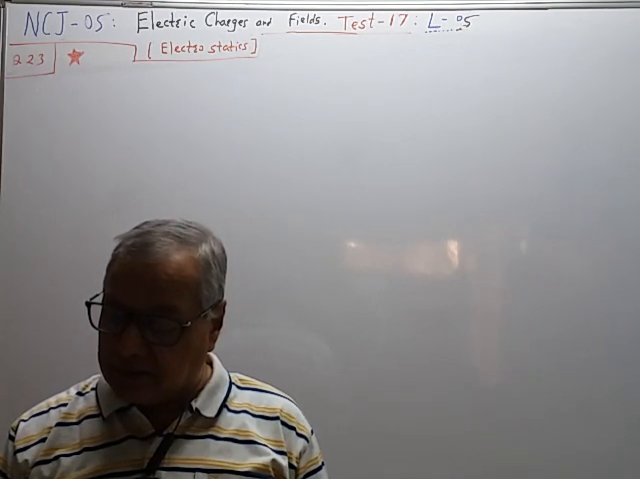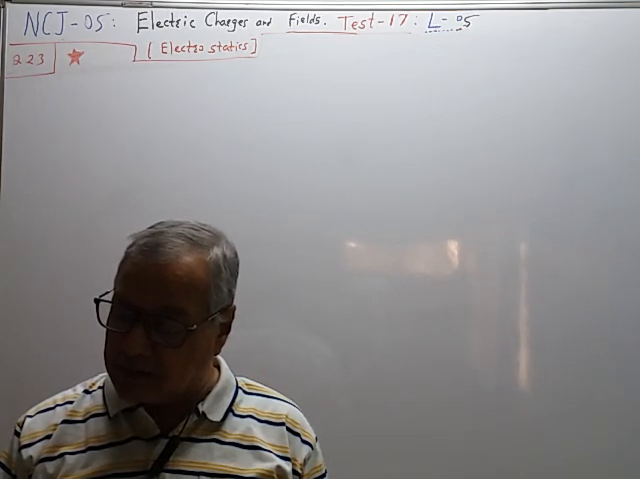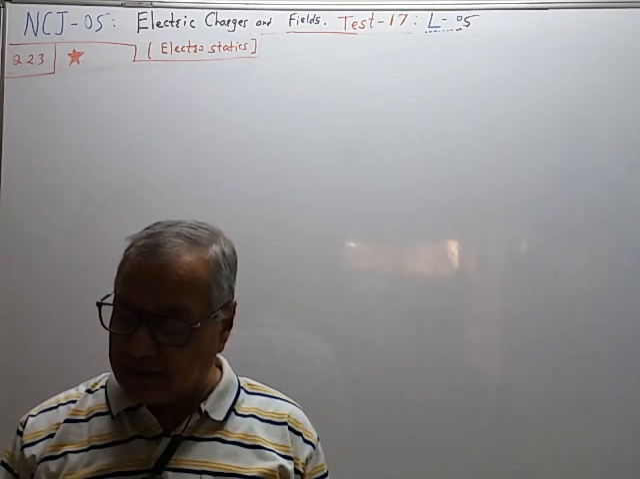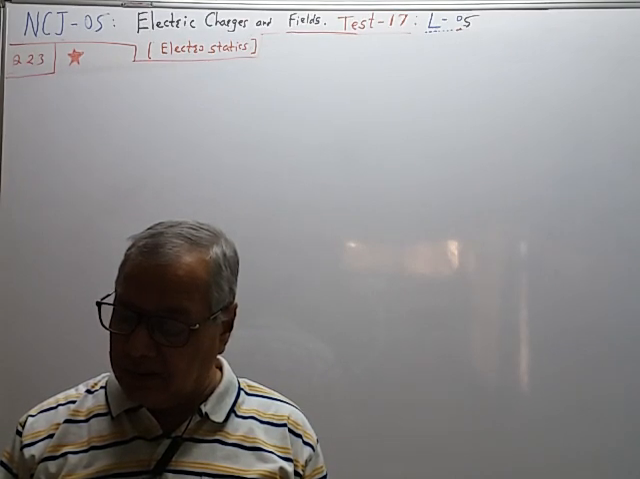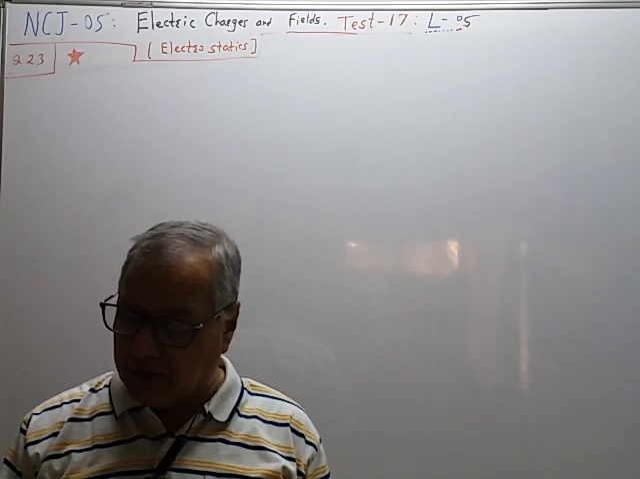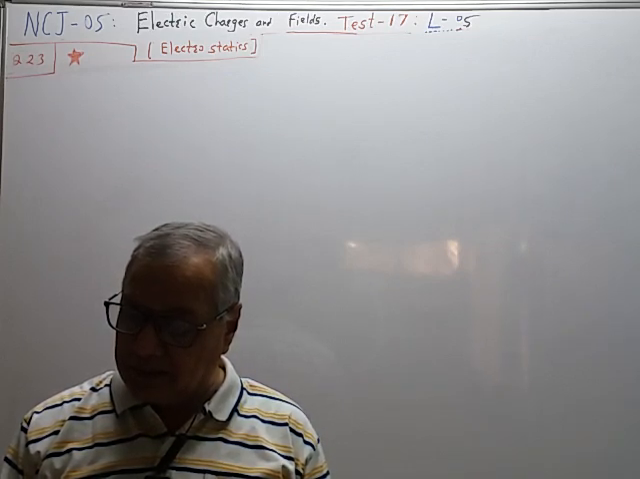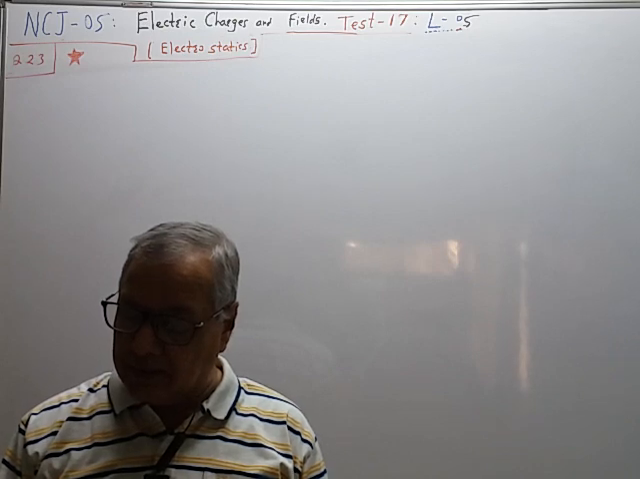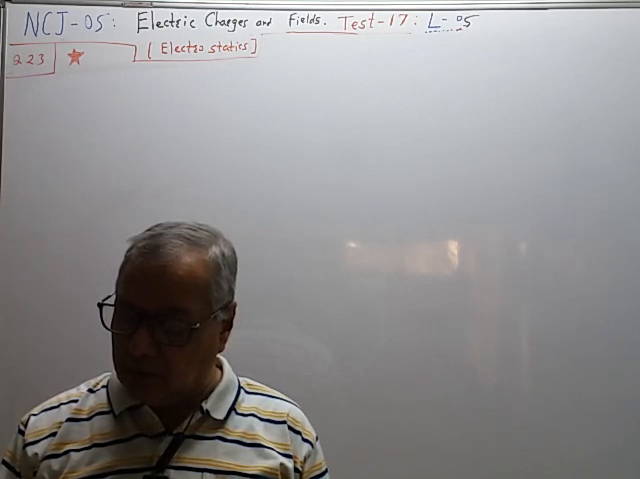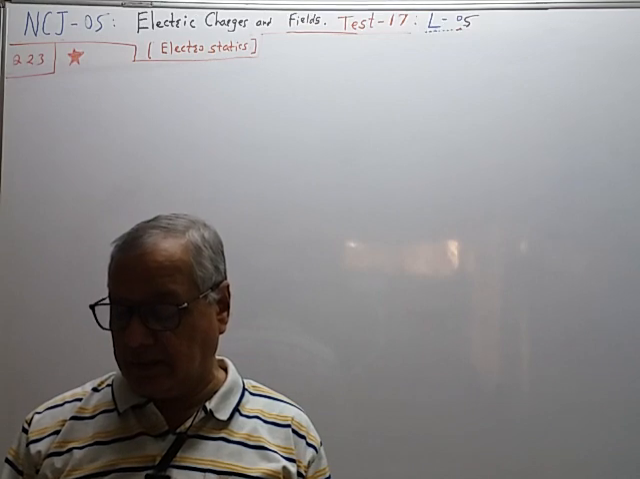Consider a system of 3 charges q by 3, q by 3 and minus 2 q by 3 placed at points A, B and C respectively as shown in the figure. Take O to be the center of the circle and radius is equal to R and angle CAB is equal to 60 degree.